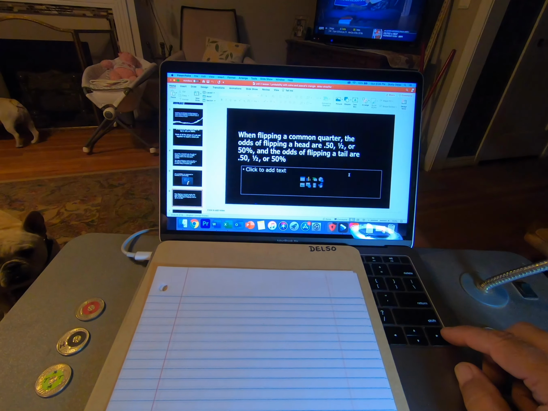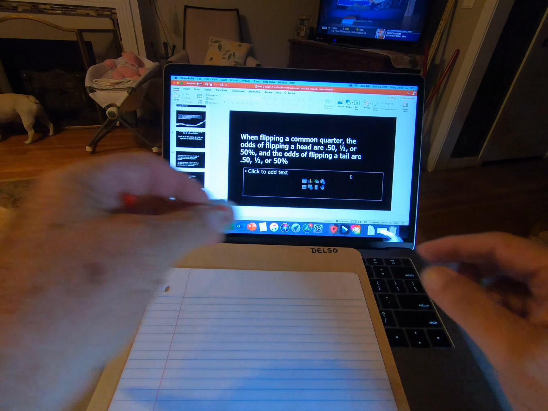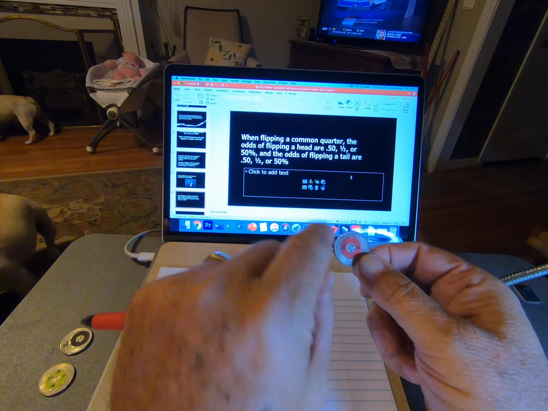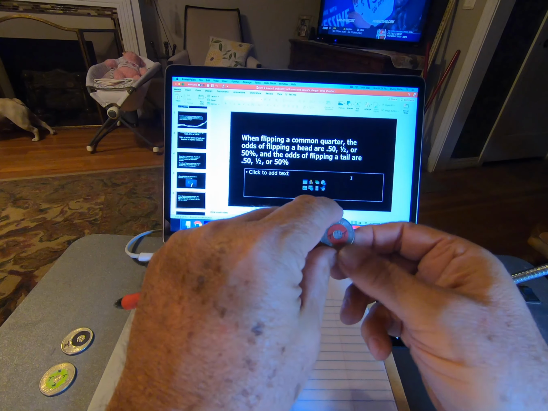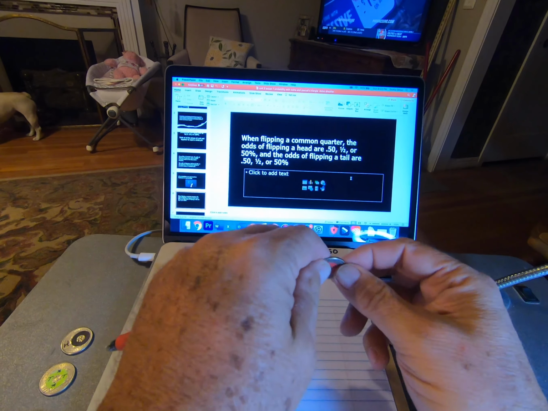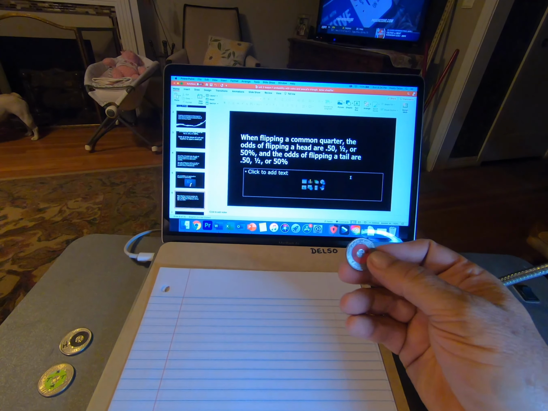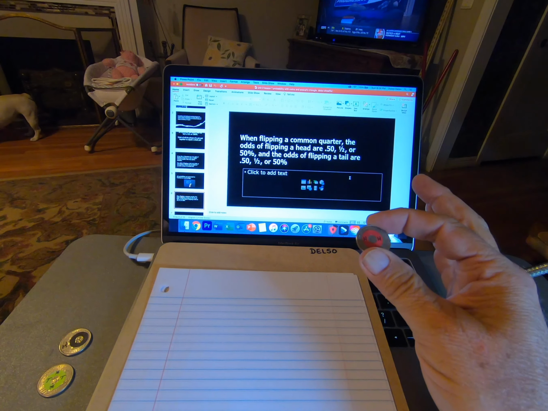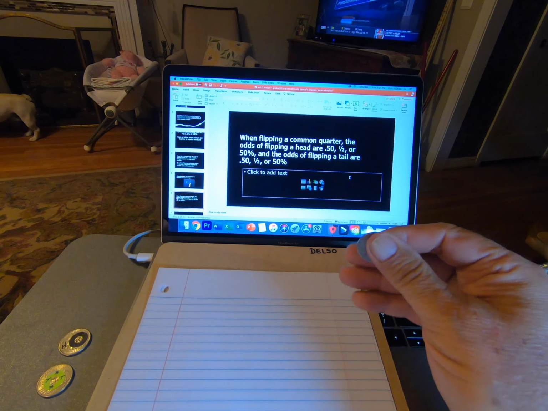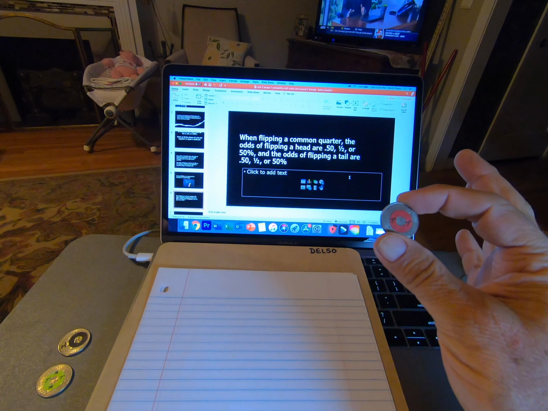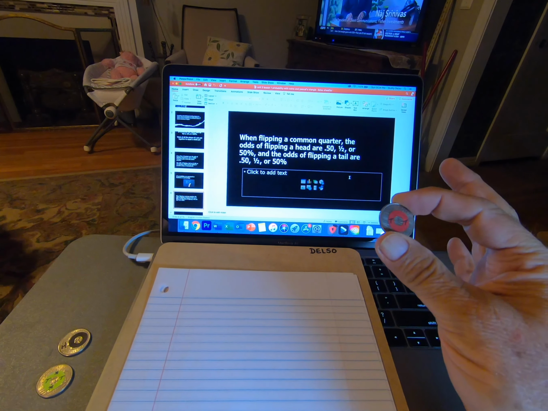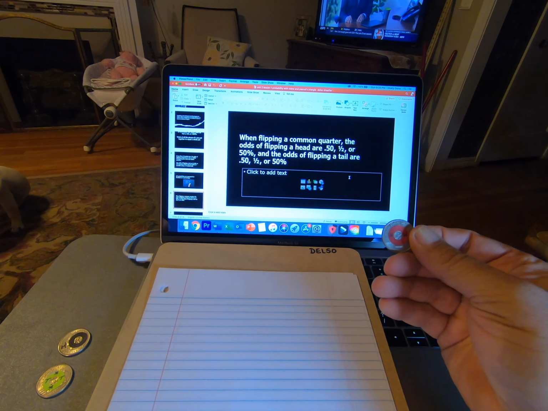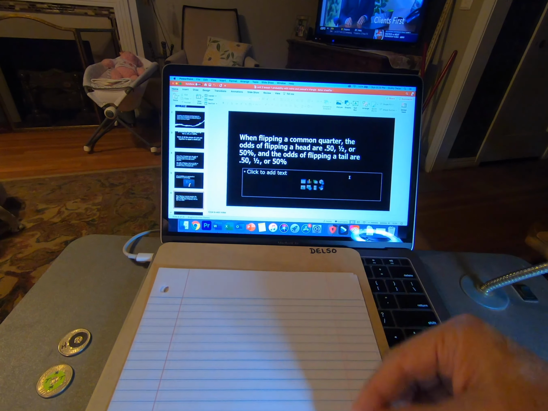When you flip a common quarter, and we'll just use this one that we have marked, this would be the head. I've got the little red circle with H on it, so that's the head. And then I've got the tail here. When you flip a coin vigorously, the odds of hitting a head are half the time, or 50%, or 0.5. And the odds of flipping a tail are 0.5, half the time, or 50%. Okay, so there are 2 different variables, and we have 1 coin.